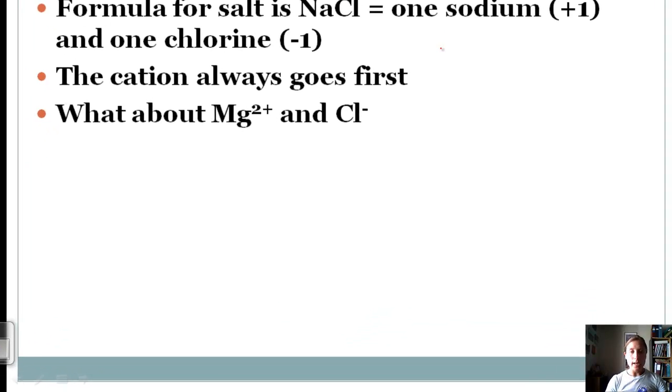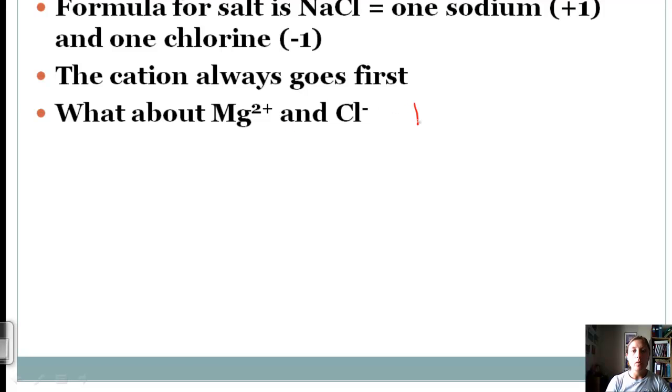Okay, so what if we had magnesium and chlorine? Well, magnesium is a 2+, and I'm going to write these next to each other, just like we did before with the chemical compounds. It's like one word. Okay, and chlorine is a 1-. Now, if I had one each of these, it would be 1 times 2 plus 1 times -1, which makes this a -1. So it would be 2 minus 1, which gives me 1.